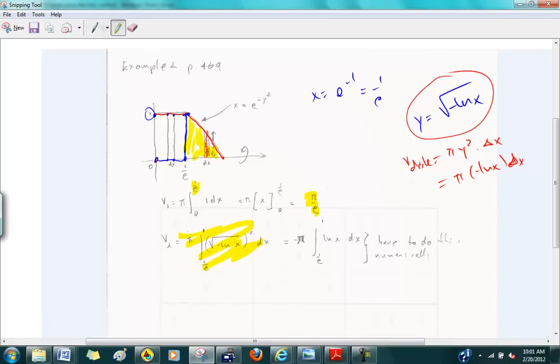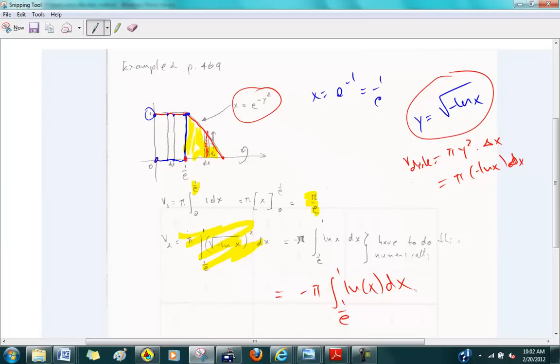The limits are going to be from 1 over e, which is right there, to x equals 1, which is right there, because x equals 1 is obtained by putting y equals 0 in this equation here. Now if you take a look at this integral, it becomes equal to minus pi times the integral from 1 over e to 1 of ln x dx. Haven't learned that? Don't have a clue as to how to do that?